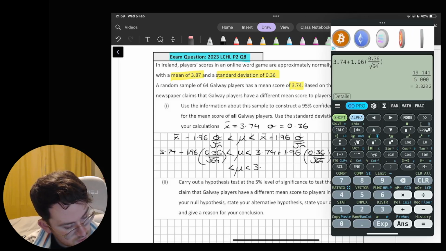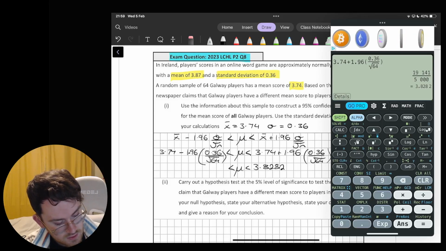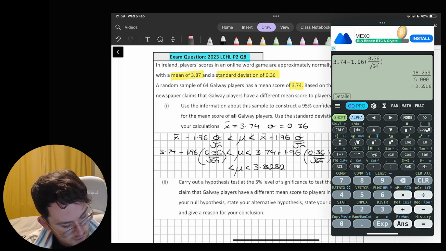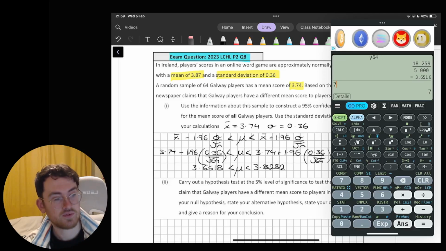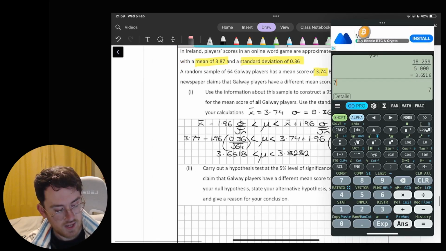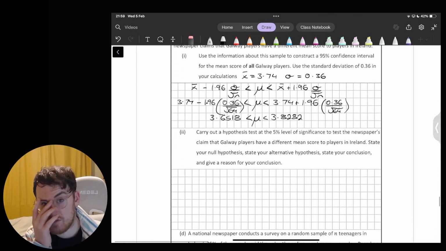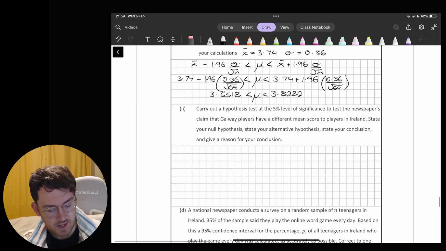gives me an answer of 3.8282, and minus here 3.6518. Okay, so we've got a nice little range there of a confidence interval for the mean value. We're now asked to carry out a hypothesis test.